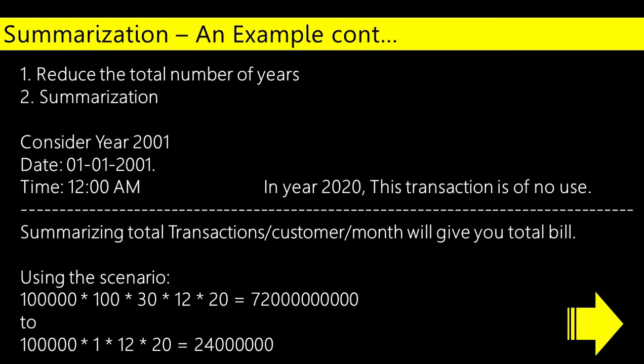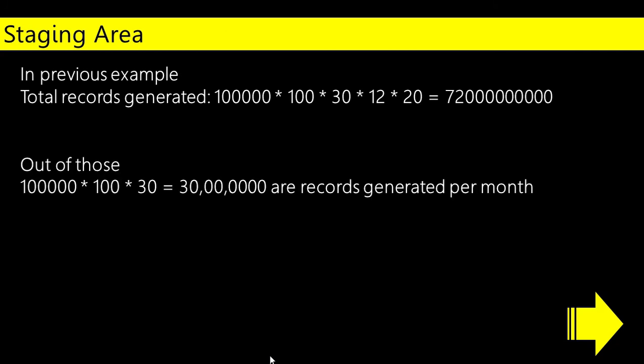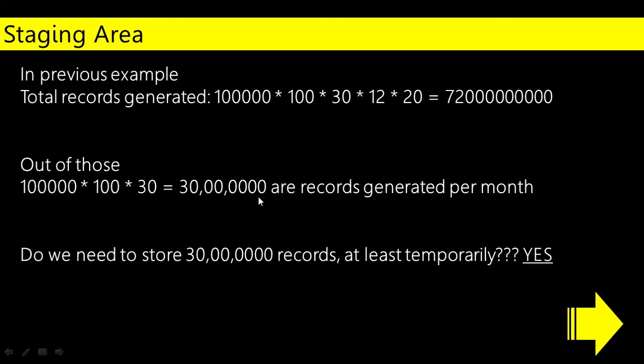Again, going back to the concept of summarization, we just discussed that we can reduce the transactions by 3000 times and store only that number of records in our data warehouse. But the number of records getting generated per month is this, and only using these records will my bill for that particular month be generated. This is where the staging area comes into the picture. We will create a temporary place where we will store these many records for at least 1 month. Once the bill is generated, I can summarize the data at the end of the month and load the summarized data into the data warehouse. This is a simple scenario where we need the staging area.